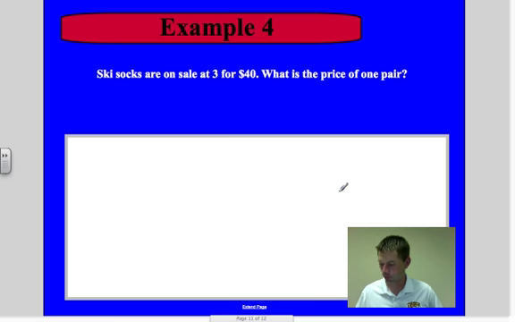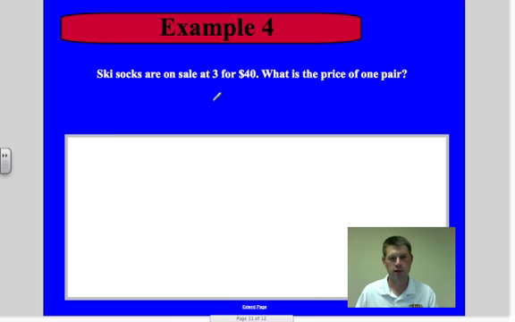So we get to example 4 now. Example 4 is talking about ski socks. There are some ski socks on sale at 3 pairs for $40. We really want to know how much that is per one pair. So we're going to be using kind of the scale model. When we work with models, we really want to know how far it is per 1 inch, things like that. So we're going to be working with that idea.